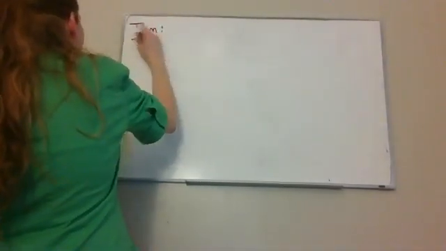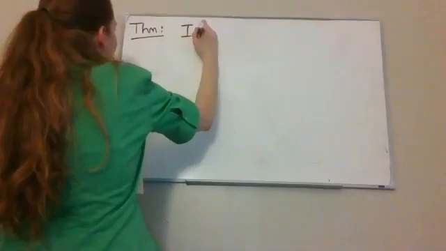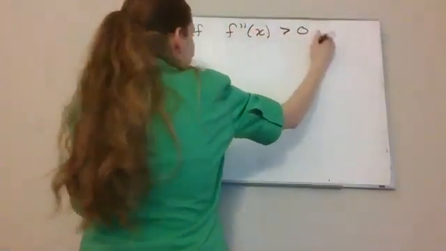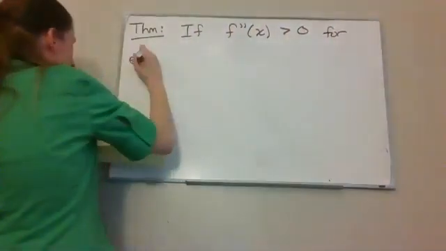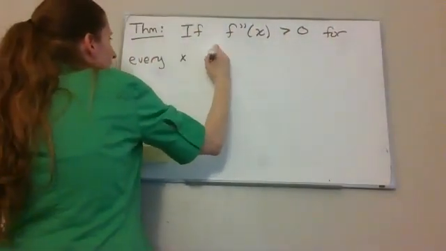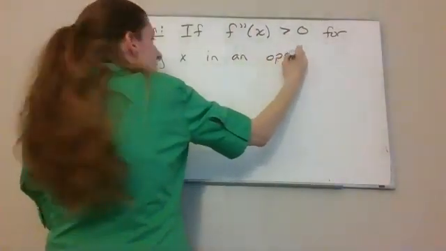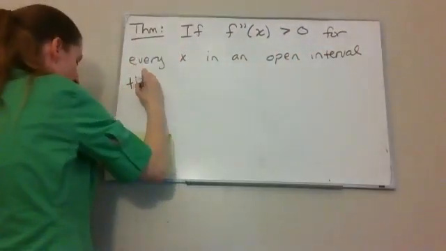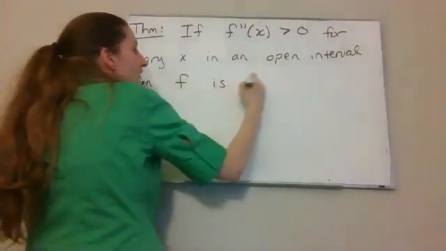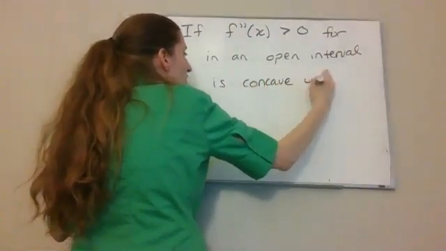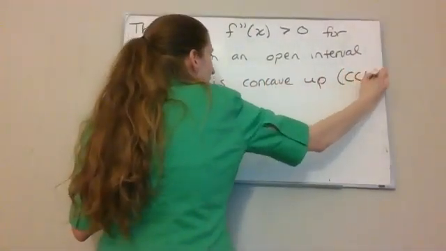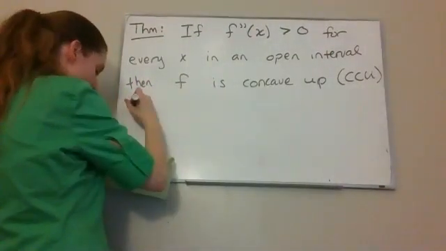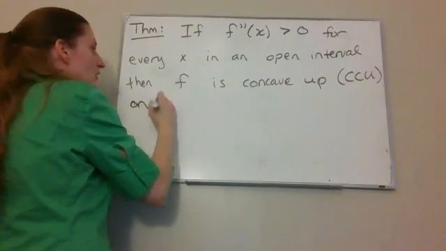Theorem. If the second derivative is positive for every x in an open interval, then f is concave up, which I usually abbreviate as CCU. I don't really know why, it's just the way I do it. But it's concave up on that interval.